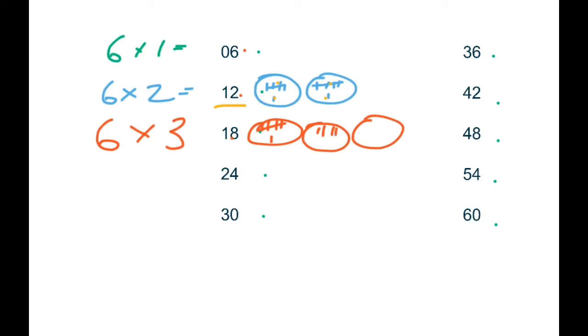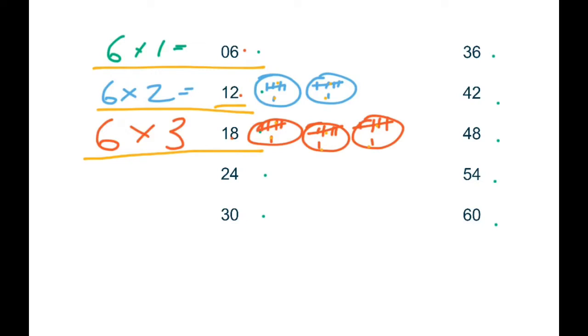1, 2, 3, 4, 5, 6. 1, 2, 3, 4, 5, 6. So if we take a look at this, let's count our 5s first. 5, 10, 15. Then we'll go back and count our 1s. 16, 17, 18. Oh, I see. So 6 times 1 is 6. 6 times 2 is 12. 6 times 3 is 18.